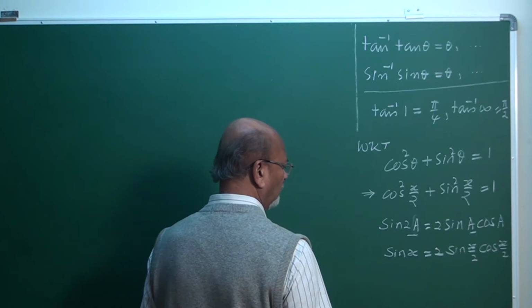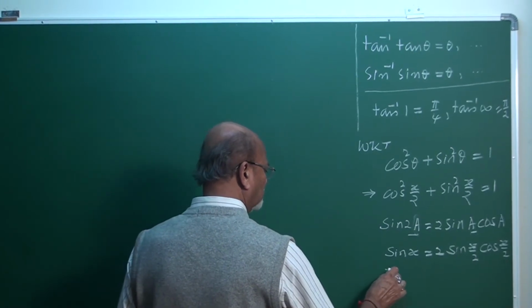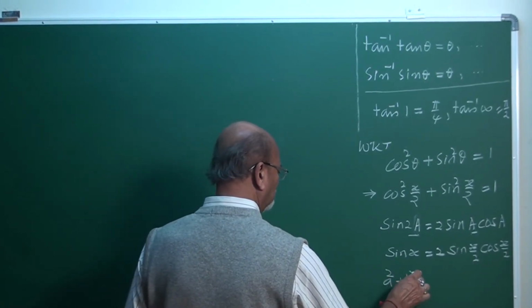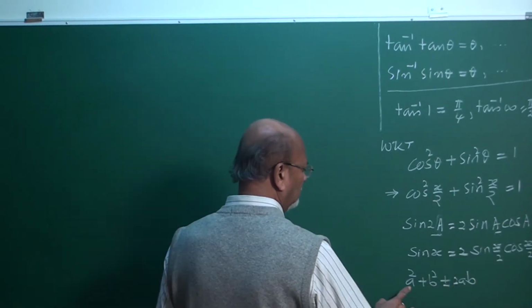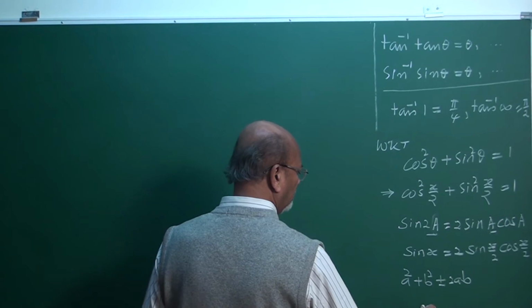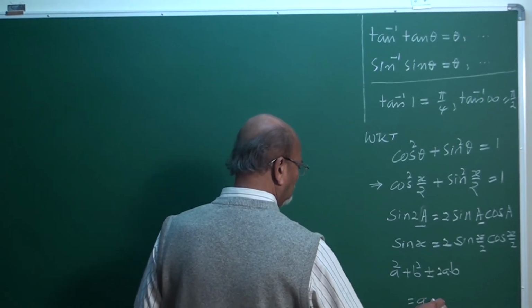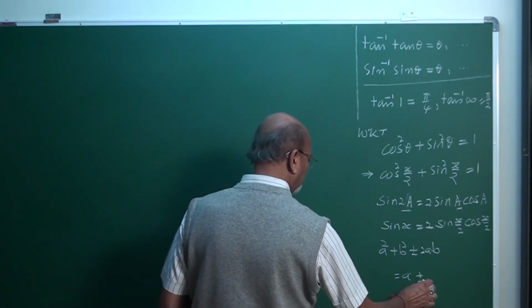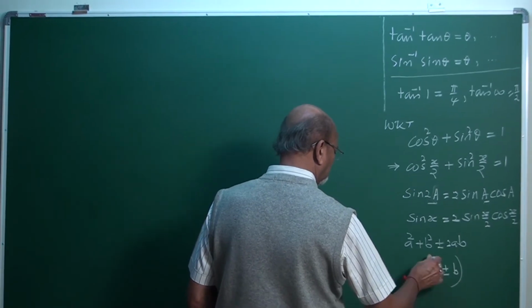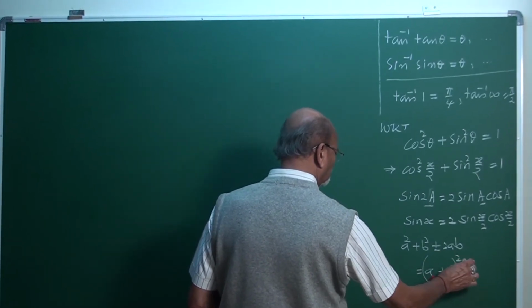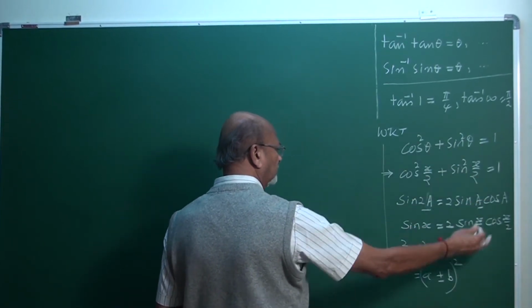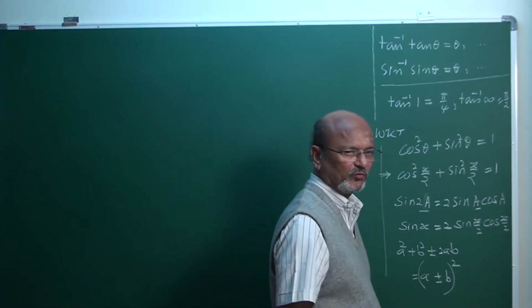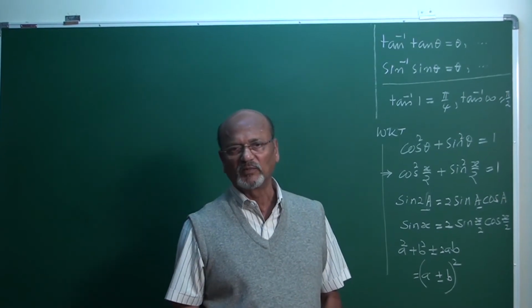Yes, my friend. What is another observation? If it is a square plus b square plus or minus 2ab, if it is plus, you write plus; if it is minus, you write minus. It is nothing but a plus b the whole square. Just to remind everything that I want to use in the next example, my friends.